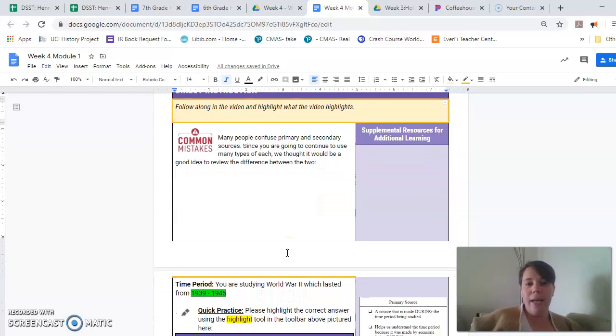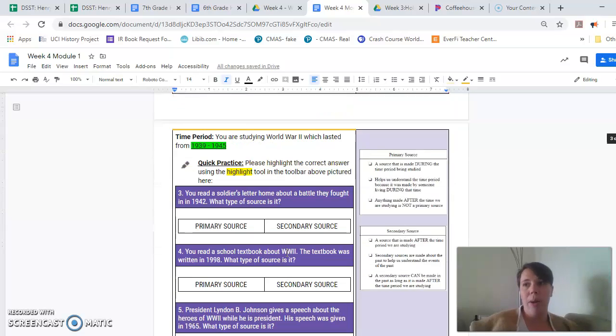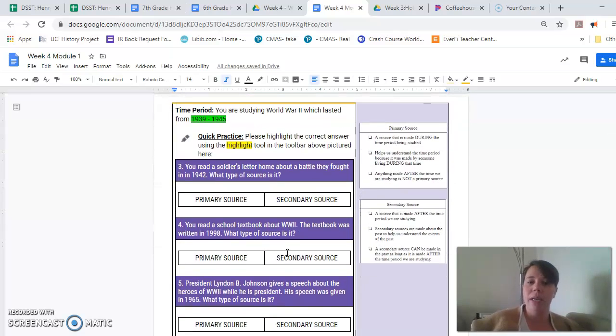You guys have often seen me describing things as primary source: I was there, I saw it happen, and then I made this thing. So that's this right here. A secondary source is: I was not there, I did not see it happen, but I read about it, and then I created this thing afterwards. So that's kind of the easy way to delineate between primary and secondary sources.